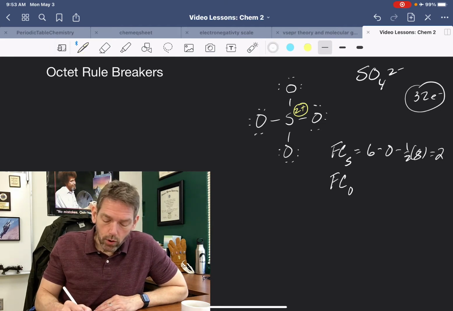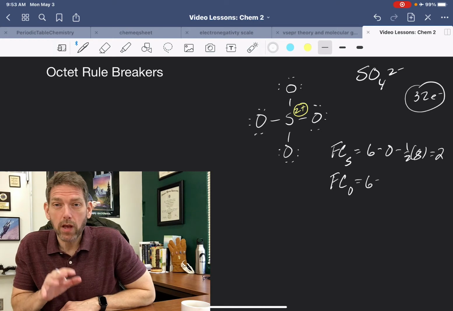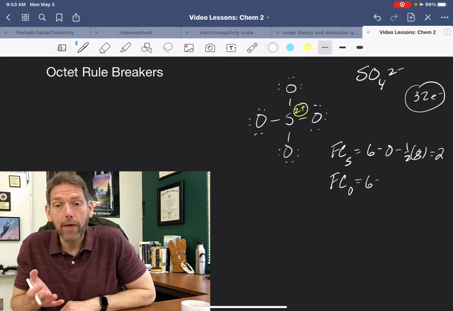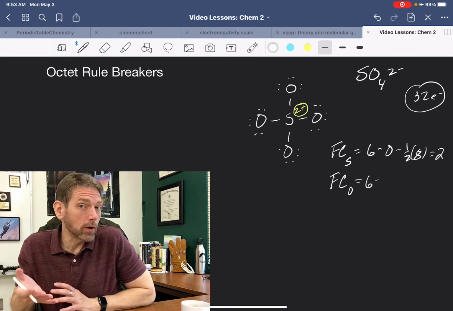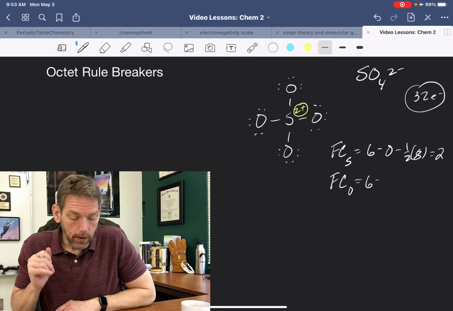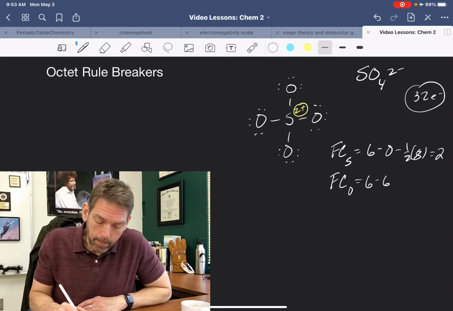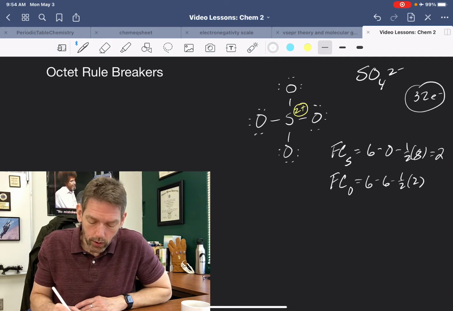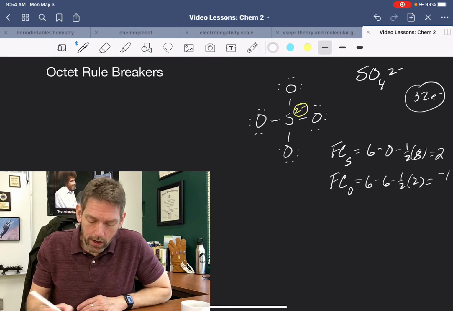Oxygen, group 6, minus the number of electrons in lone pairs. All these oxygens are bonded the same and have the same amount of valence lone pairs on them, so the math is going to work out the same for all of them. So I'm going to calculate it once, and we can assume that all 4 of these have this. The number of electrons that are in lone pairs, that's 2, 4, that's 6, minus 1/2 the number of electrons that are in bonds, and that would be the 2. So the 6 minus 6 is 0, minus half of 2, so minus 1.